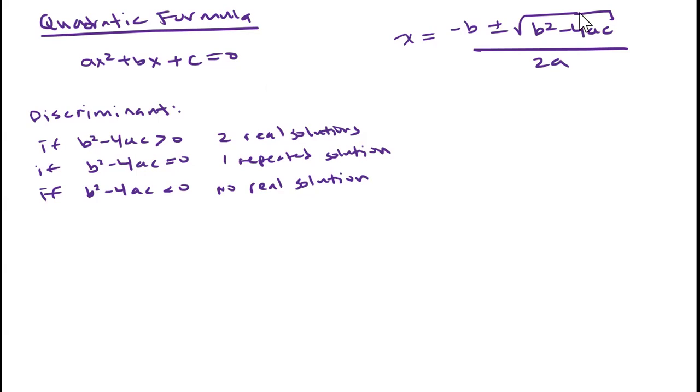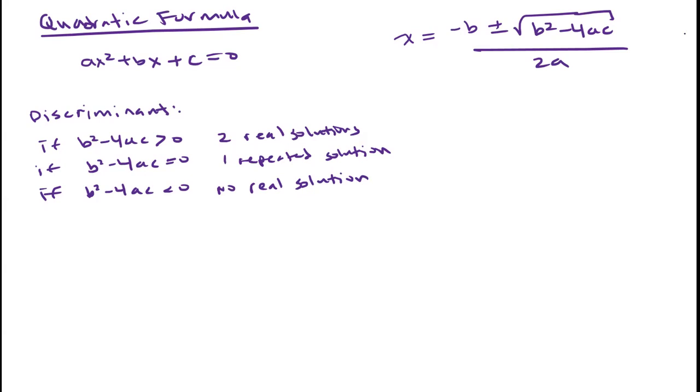So in this case, if inside that radical, the discriminant, is greater than 0, then you have two real solutions. If it's equal to 0, that means you have one repeated solution. And if it's less than 0, there's no real solutions. Okay, because again, you can't take the square root of a negative number in the real world. All right, so let's go through a couple examples here.